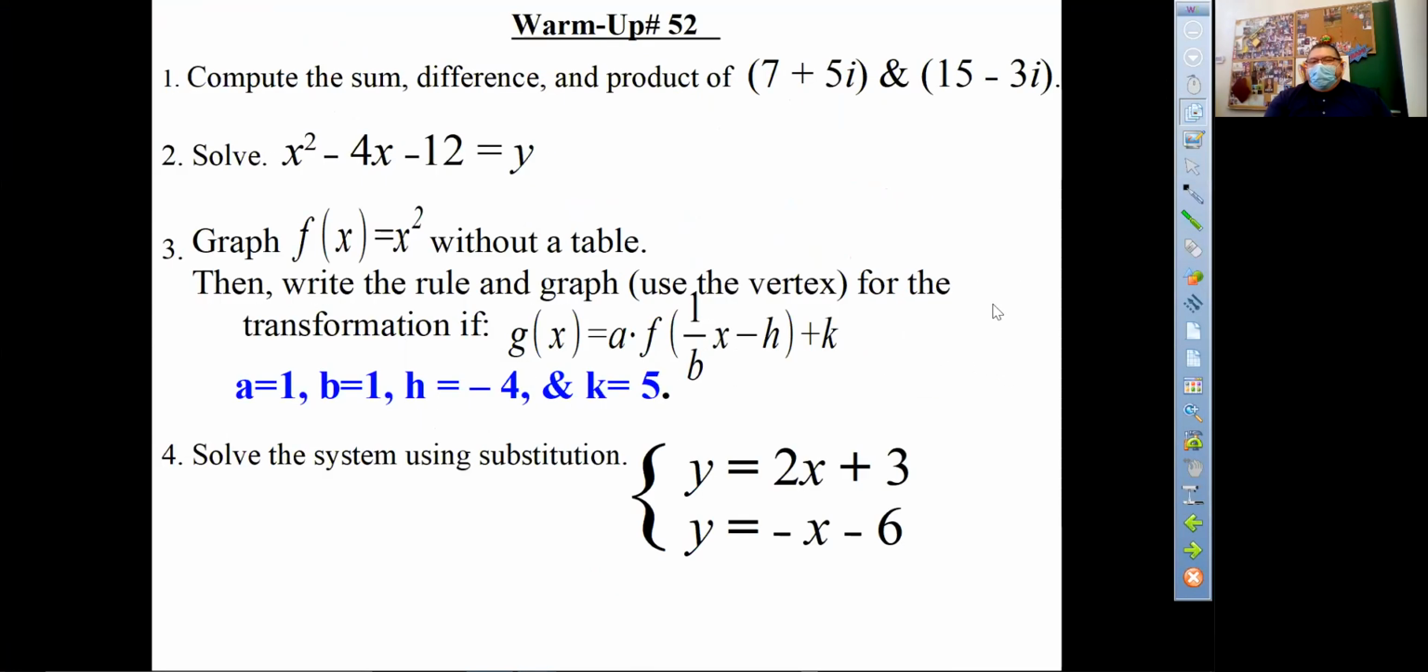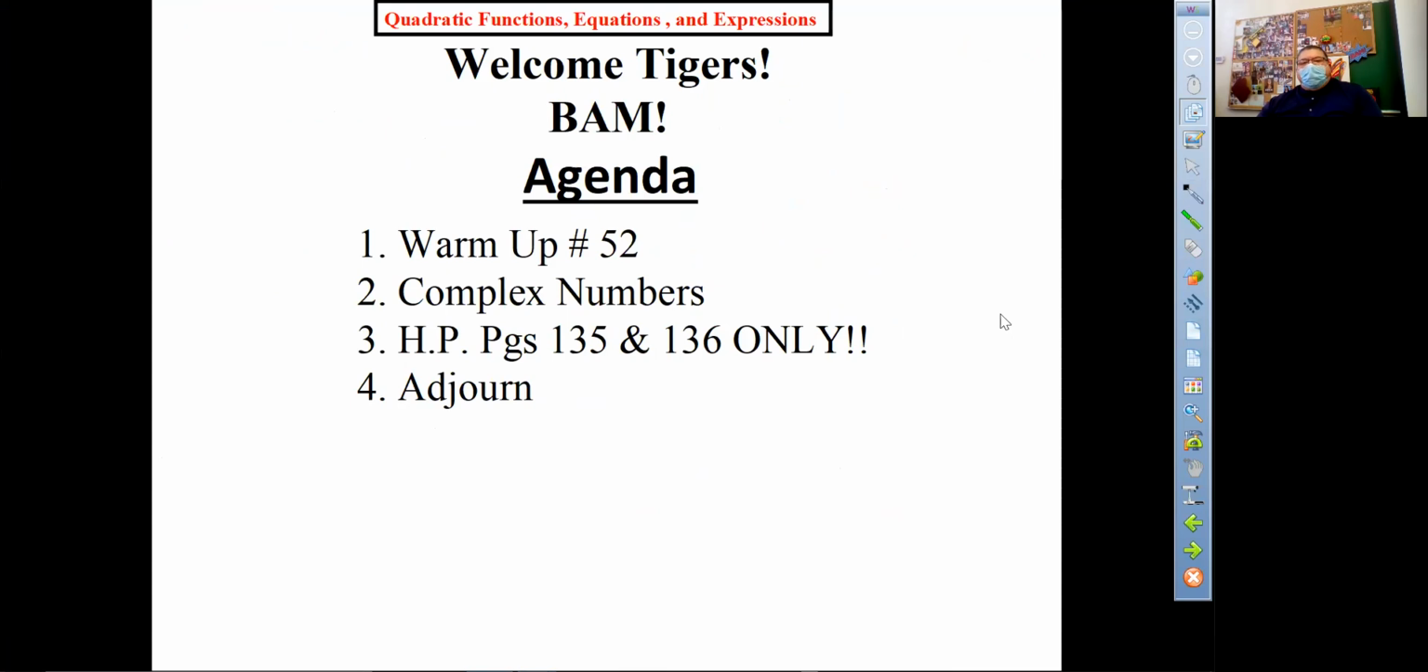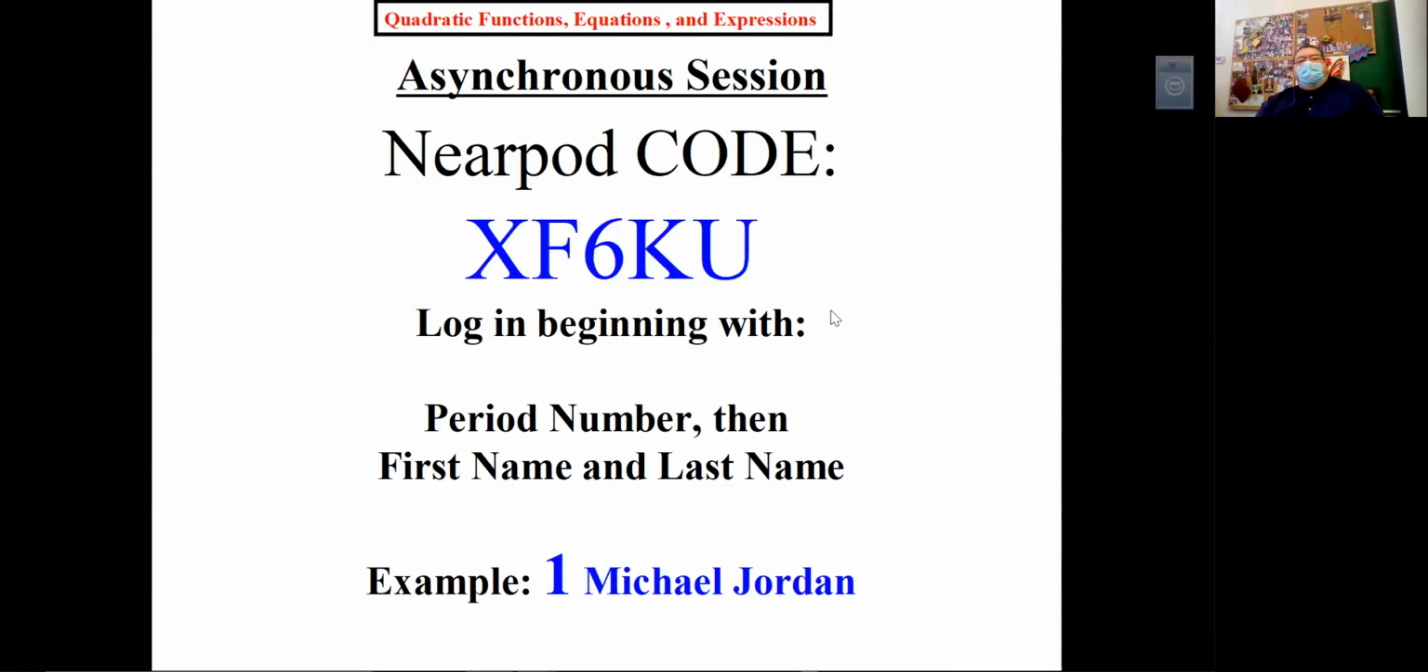Copy the agenda for today. Agenda: warm-up number 52, complex numbers, and home plate pages 135, 136 only. Copy that. All right, your Nearpod code is on the screen, XF6KU. In there, you're going to find the play sheet or the pages 135, 136, which is your home plate for tonight.